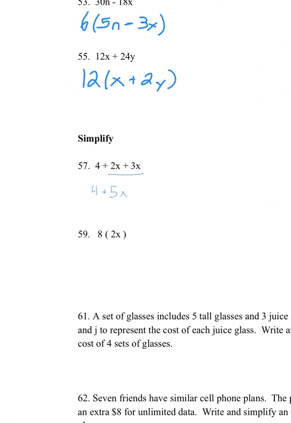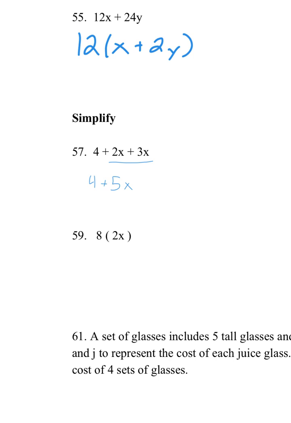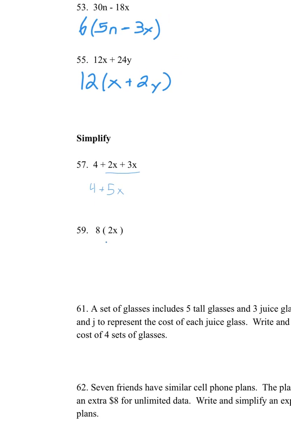Looking at number 59, we are multiplying, so this is something that we can do across variables and terms. So 8 times 2x is going to give us 16x.